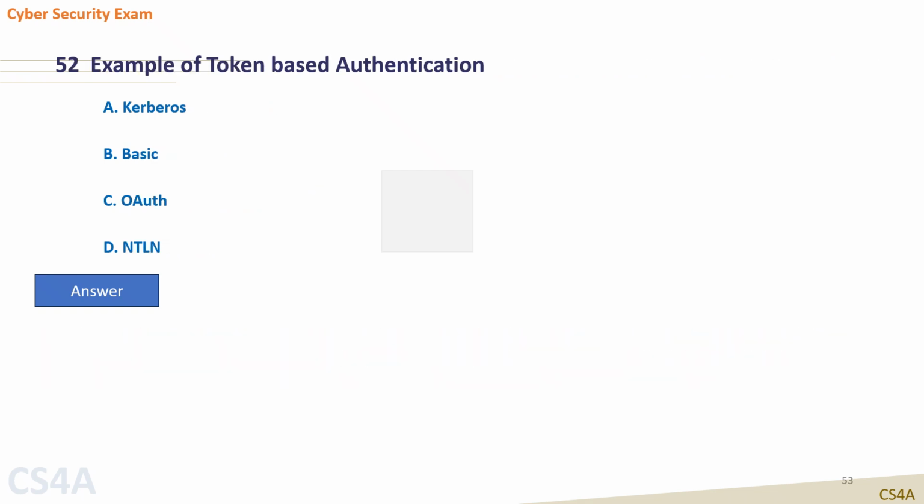So here the question is, which is an example of token based authentication? The options are Kerberos, Basic, OAuth, and NTLM. Kerberos is not token based; it is ticket based authentication. Basic authentication uses a plain username and password. NTLM is also not token based. It sends a hashed password value to the server to validate the user's identity. So OAuth is the correct answer. OAuth is the token based authentication.